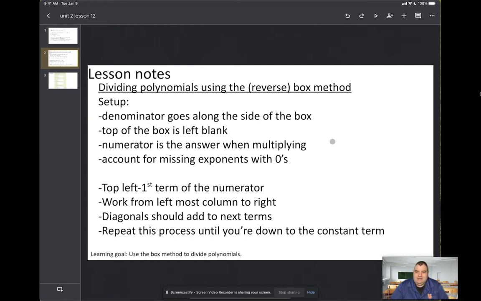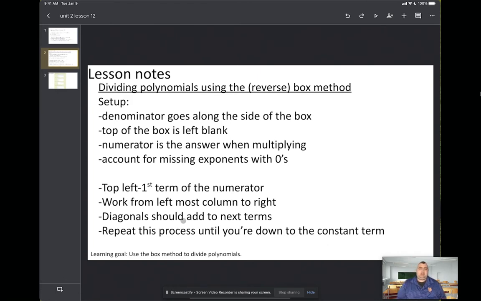When we're dividing two polynomials, we're going to put the denominator along the side of the box. We're going to leave the top of the box blank because we're going to figure out what I need to multiply the side by in order to get the numerator as an answer. So the numerator is the answer when multiplying, and we need to account for missing exponents with zeros. We're going to go column by column. The top left is going to be the first term of the numerator, and then we're going to work from the leftmost column to the rightmost column.